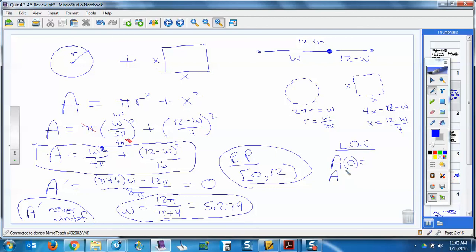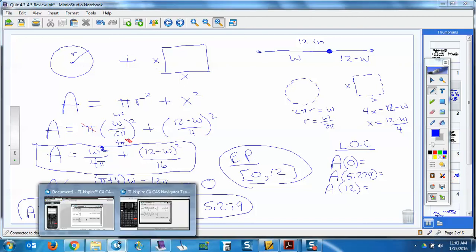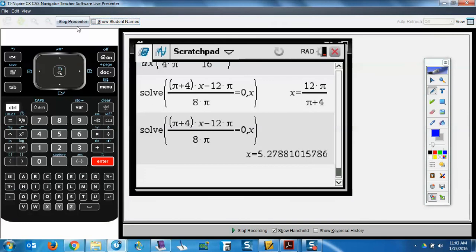We're going to do A of 5.279, which we want to actually not round when we plug it in. And then A of 12. Right? And we want to plug those back into our A equation. Now here's where, okay, I'm going to pick on you, Caleb. You're going to help us here.